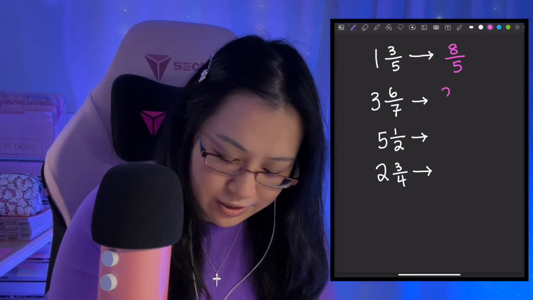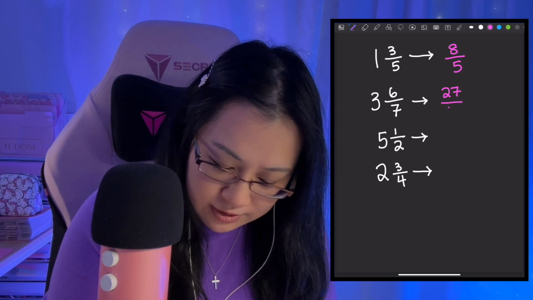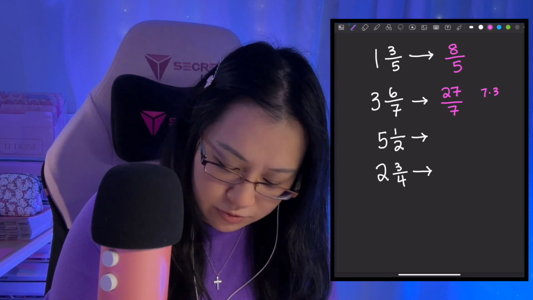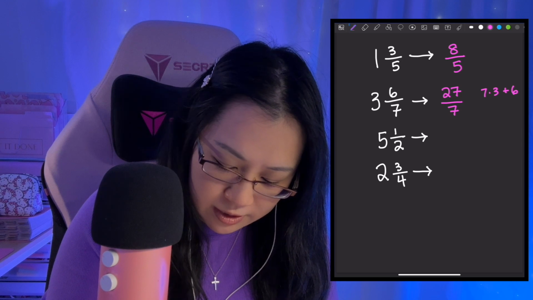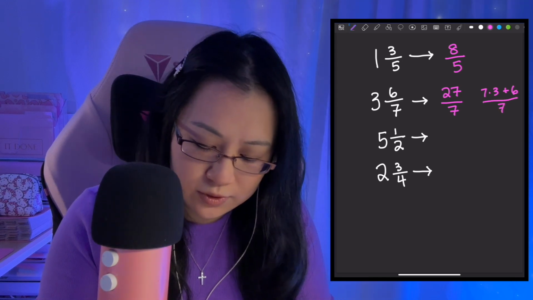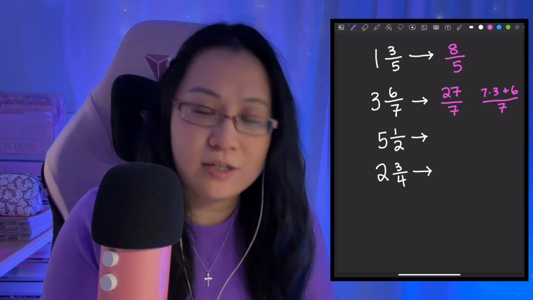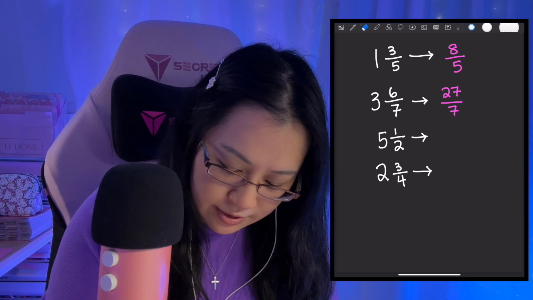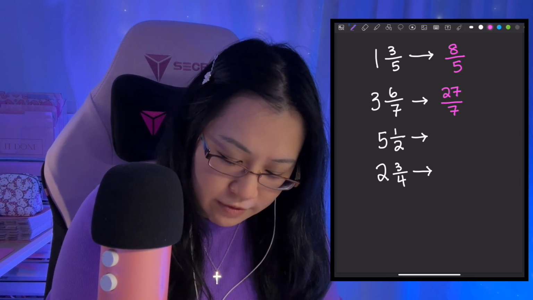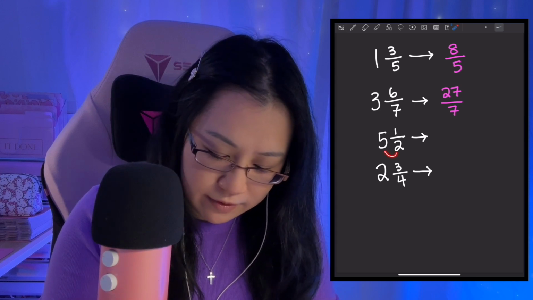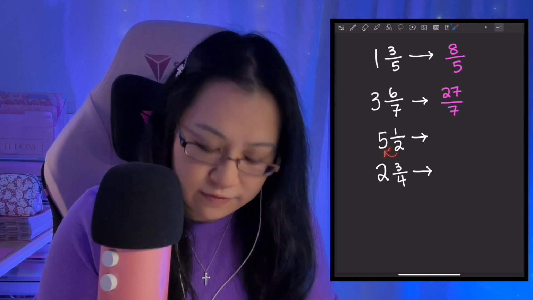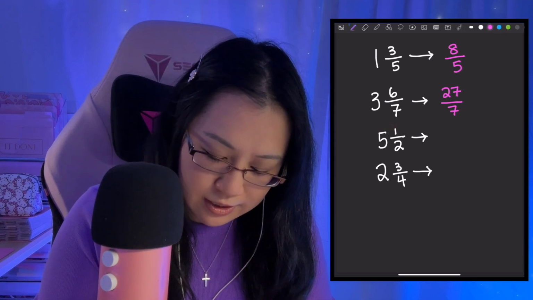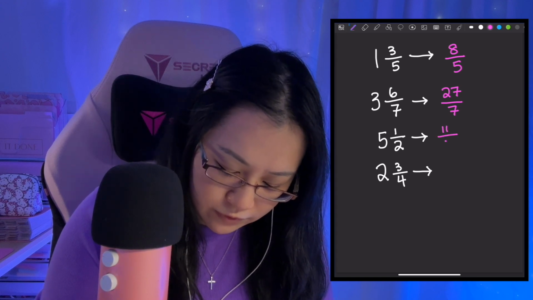Very good. So we have 27 sevenths. Okay, so 7 times 3 is 21 plus 6 is 27 sevenths. And the thing is, you can always go back and check your answers too, which is nice. So how about 5 and 1/2? So 2 times 5 is 10. 10 plus 1 is 11. 11 halves. 11 over 2. Very good.